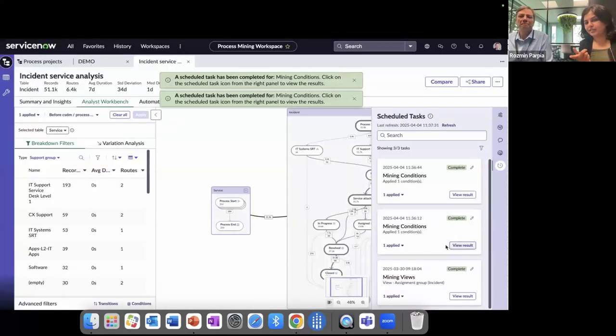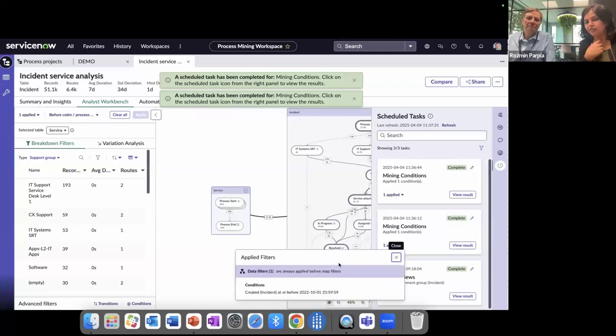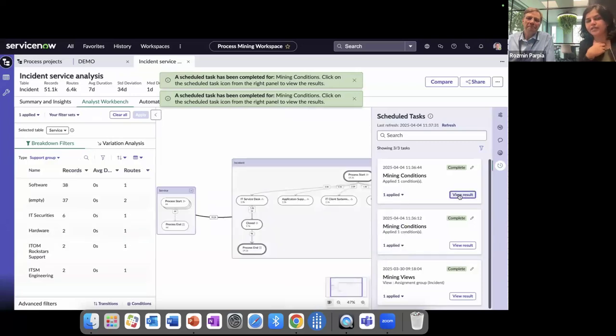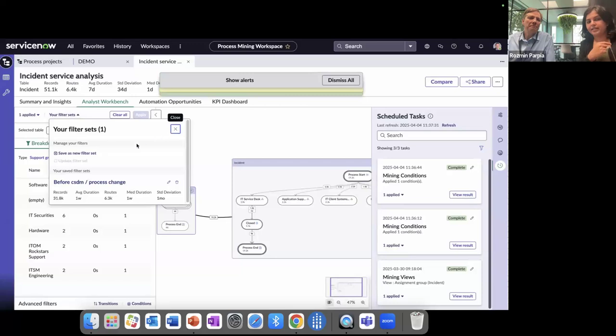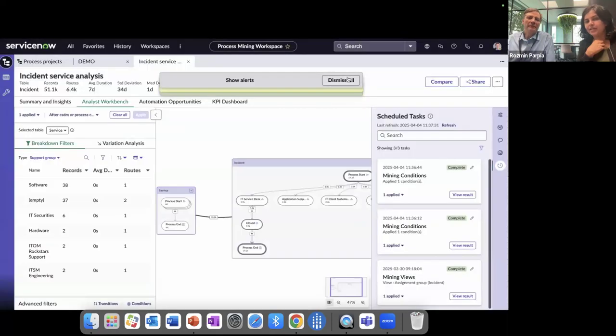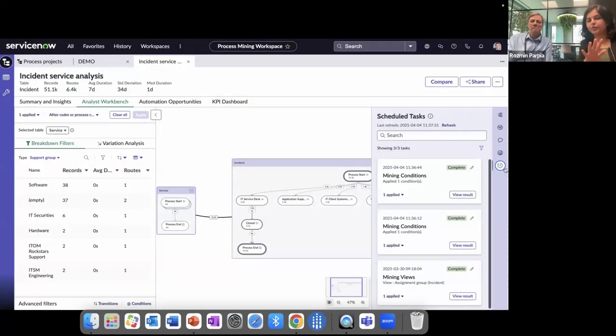For the other filter, click on view result and check the filter criteria, because that could sometimes be misleading. Once you check the filter criteria, click on view result, then save another filter set, which is for after CSDM. So this is the evidence of the value created by CSDM. And then you just have to do a compare.